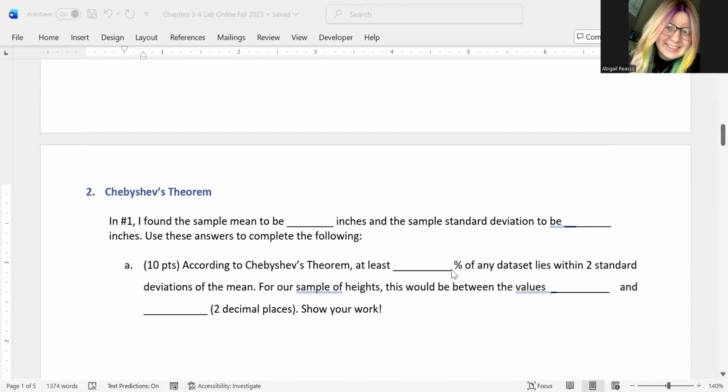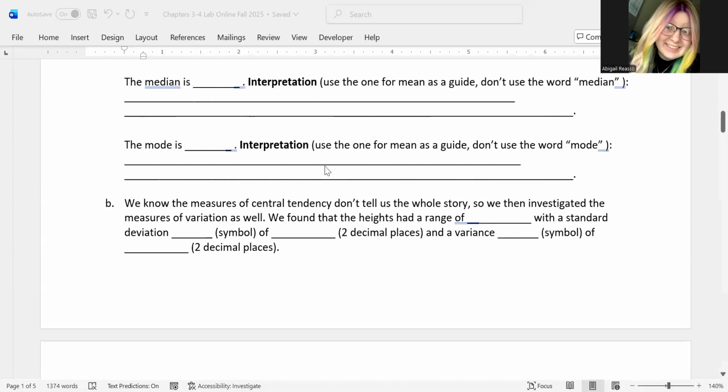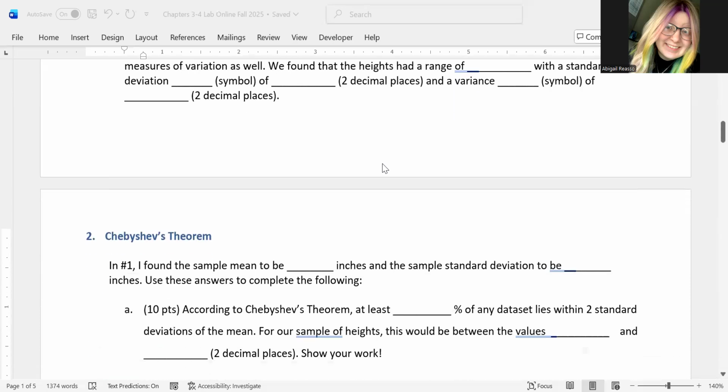Now, part 2 is Chebyshev. I know we all love Chebyshev so much, but it is an important concept because it tells us the amount of data that falls within so many standard deviations of our mean for any distribution, right? So we want to make sure that we use the sample mean we calculated along with the standard deviation. Make sure you use the rounded values that you have here. Don't keep all the decimal places when you're doing your calculations down here.